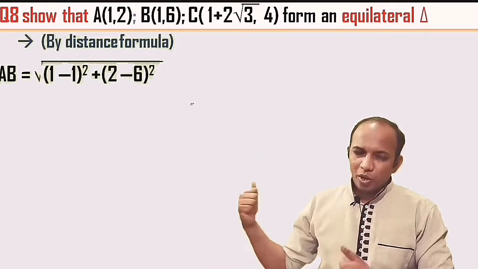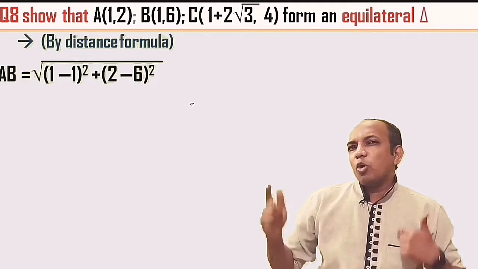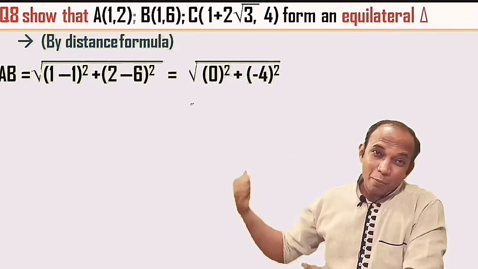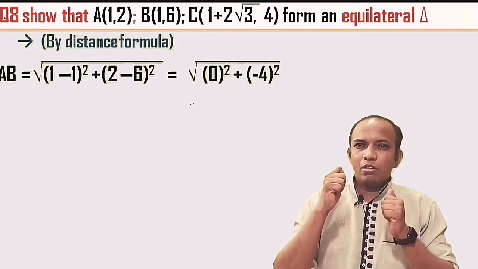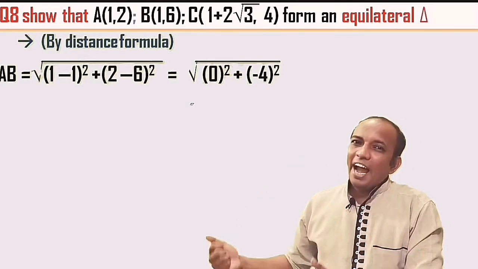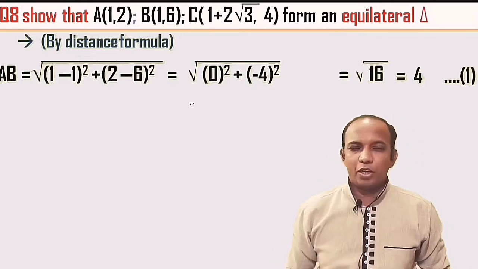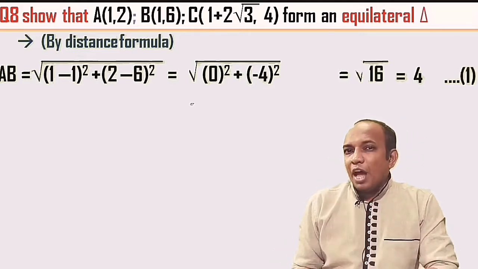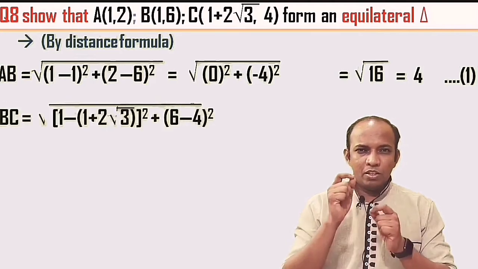We have 1 minus 1 the whole square plus 2 minus 6 the whole square as a first step. After carrying out the operation, we get 0 square plus, in bracket, negative 4 the whole square. Negative 4 the whole square is nothing but under root 16, and after taking out the square root we get the answer 4, and number it as 1. Now let's find the distance of side BC.